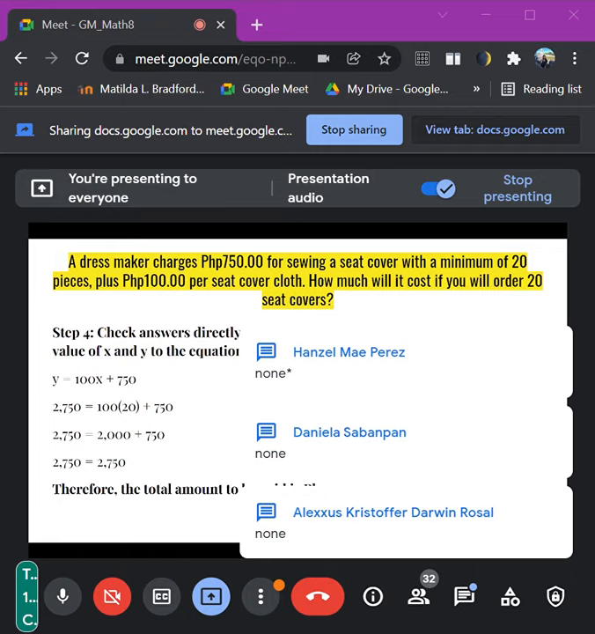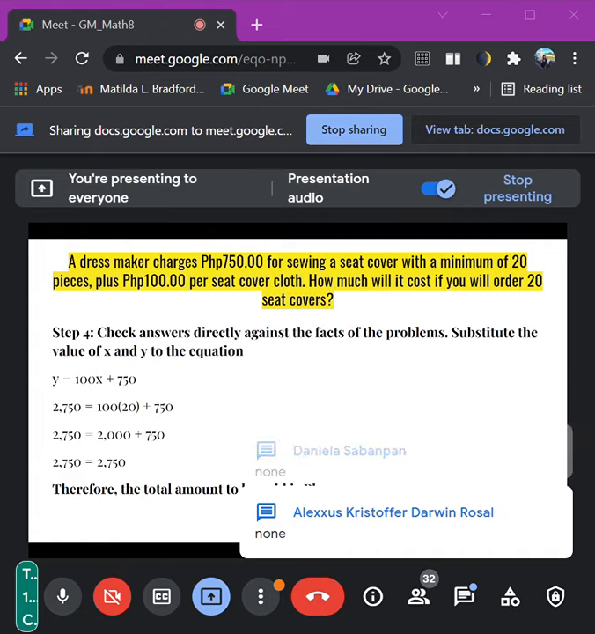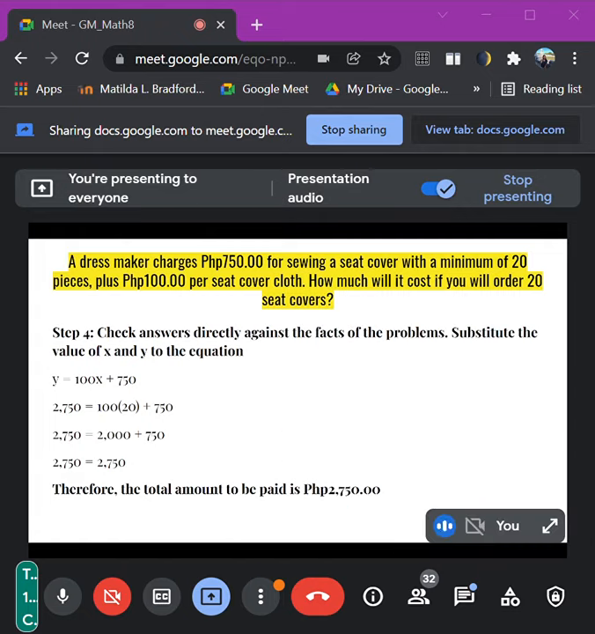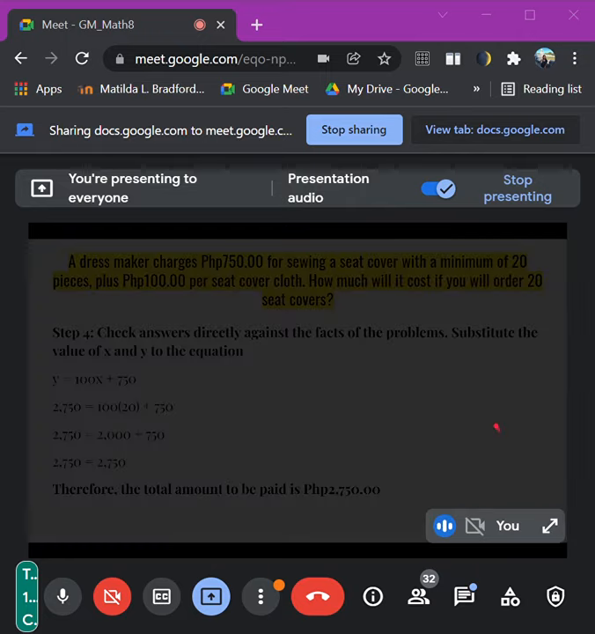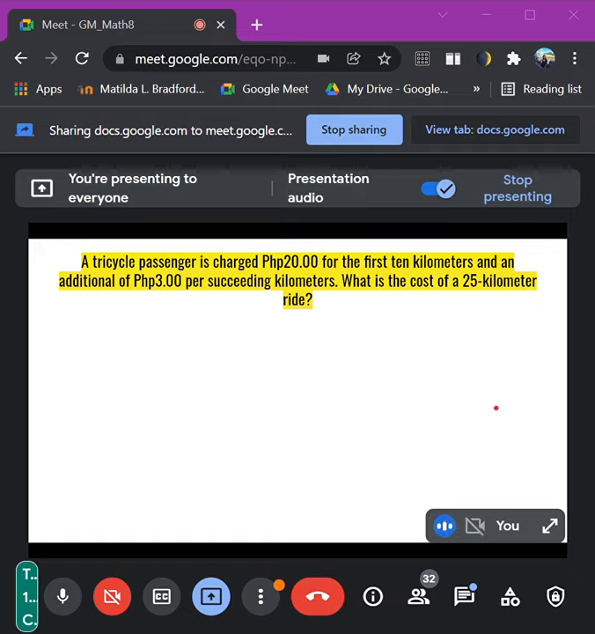Okay, so let's have the last one, class. Let's speed it up since it's already 10. We have here, a tricycle passenger is charged 20 pesos for the first 10 kilometers and an additional 3 pesos per succeeding kilometer. So, what is the cost of a 25-kilometer ride?